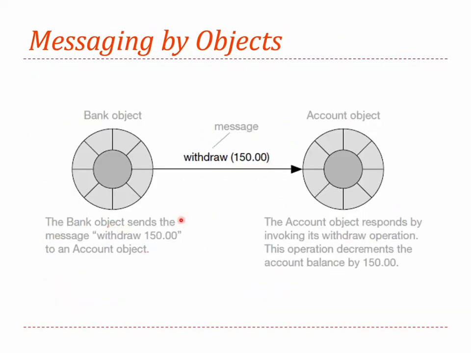This picture represents the pictorial representation of a message between two different objects. For example, the bank object is represented by the first icon and the account object is represented by the second icon. Whenever input such as a withdraw message is generated by the customer, the bank object creates the withdraw message and communicates it to the account object, where it gets executed and the state of the object gets changed.